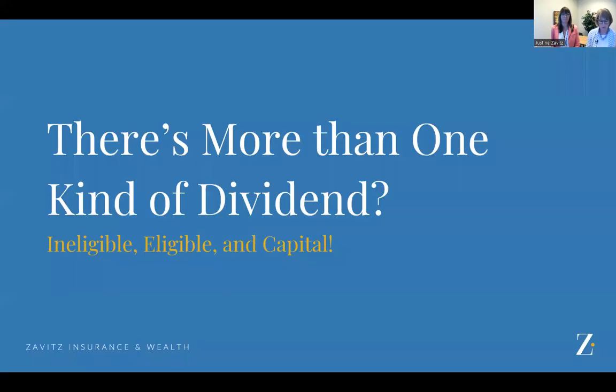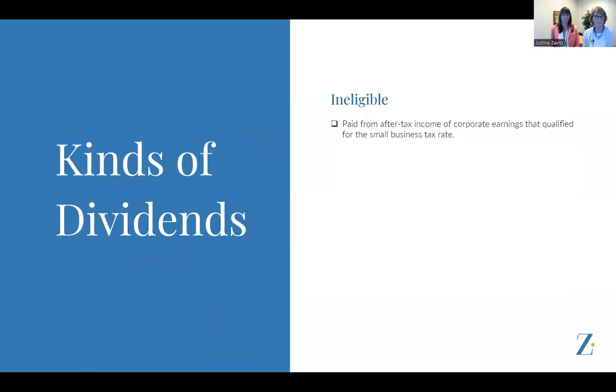So there is more than one type of dividend, and understanding the difference between them is important in understanding the theory of integration and corporate taxation in general. Dividends are either ineligible, eligible, and capital. So let's just take a look at them.